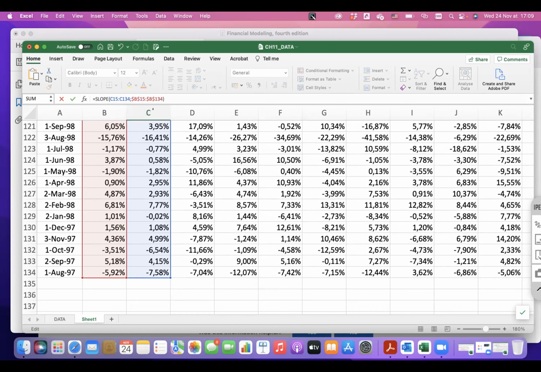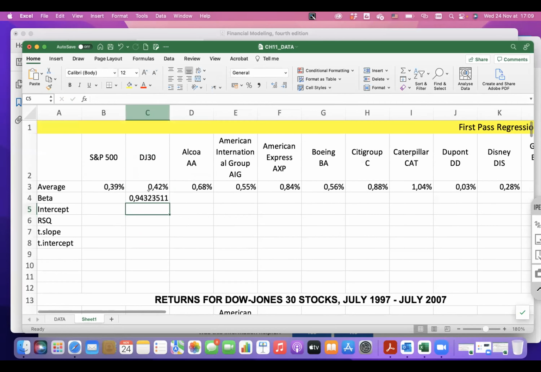So through this formula, I'm asking Excel to estimate the beta coefficient between Dow Jones and S&P 500. Click on OK. 0.9432. See, it's very close to 1. There is a big interaction between S&P and Dow Jones, so they are moving in the same direction with almost the same magnitude.